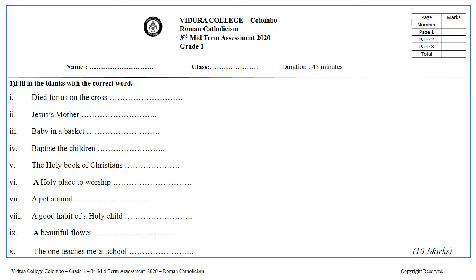Roman number 6. A holy place to worship. Write the answer on the space given. Roman number 7. A pet animal. You can write the answer on the blank.